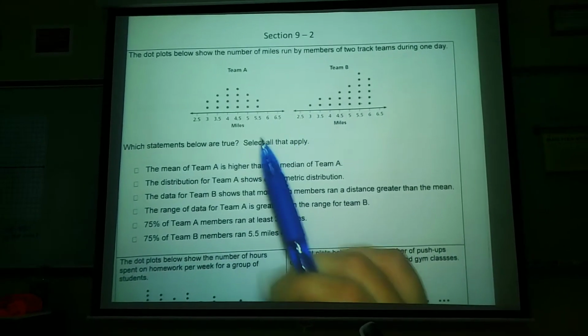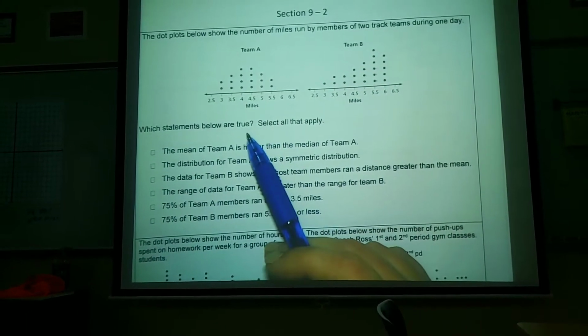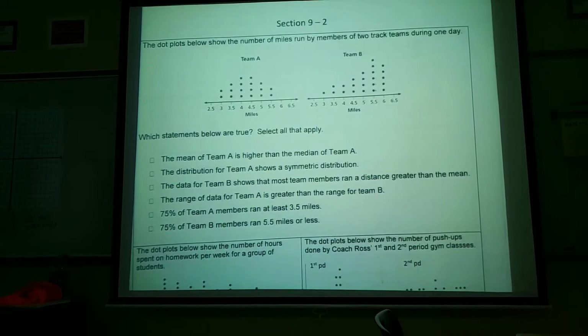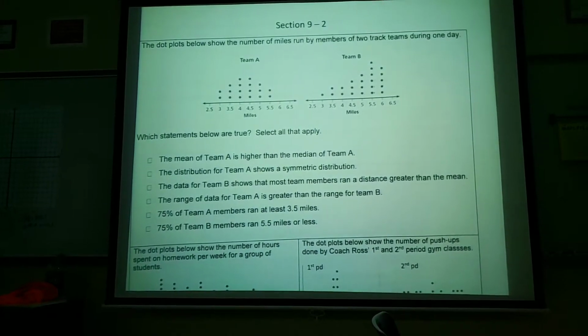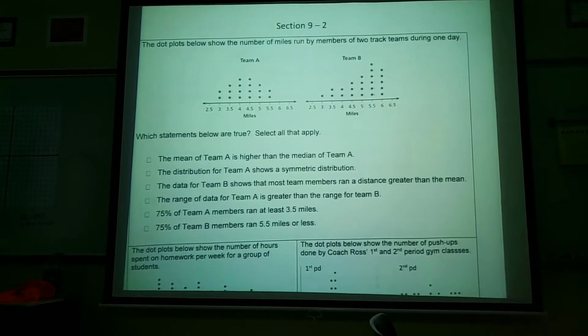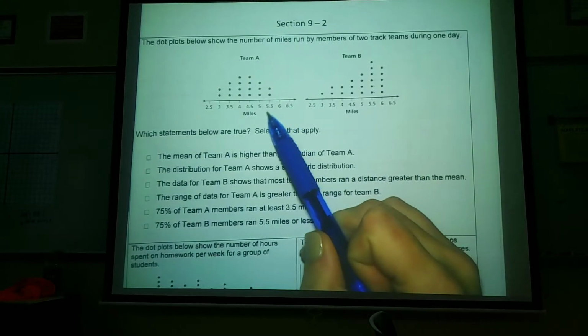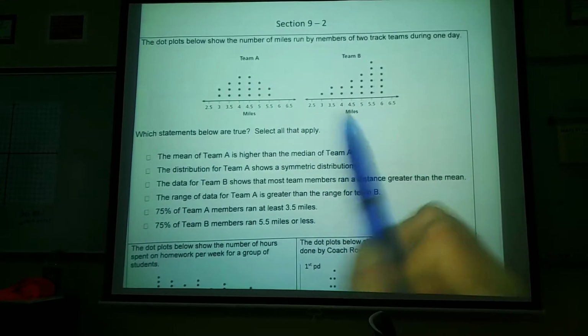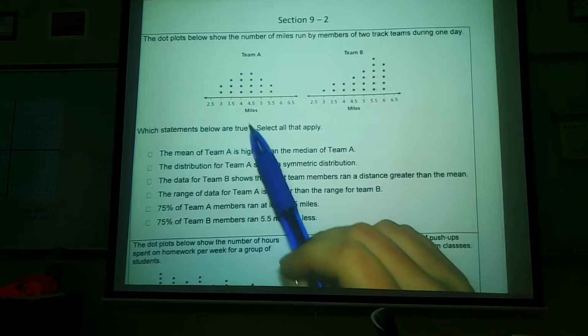Alright, so problem 2 from section 9 says the dot plots below show the number of miles run by members of 2 track teams during one day. So our first dot plot is talking about team A, our second is talking about team B. It says which statements below are true, select all that apply.